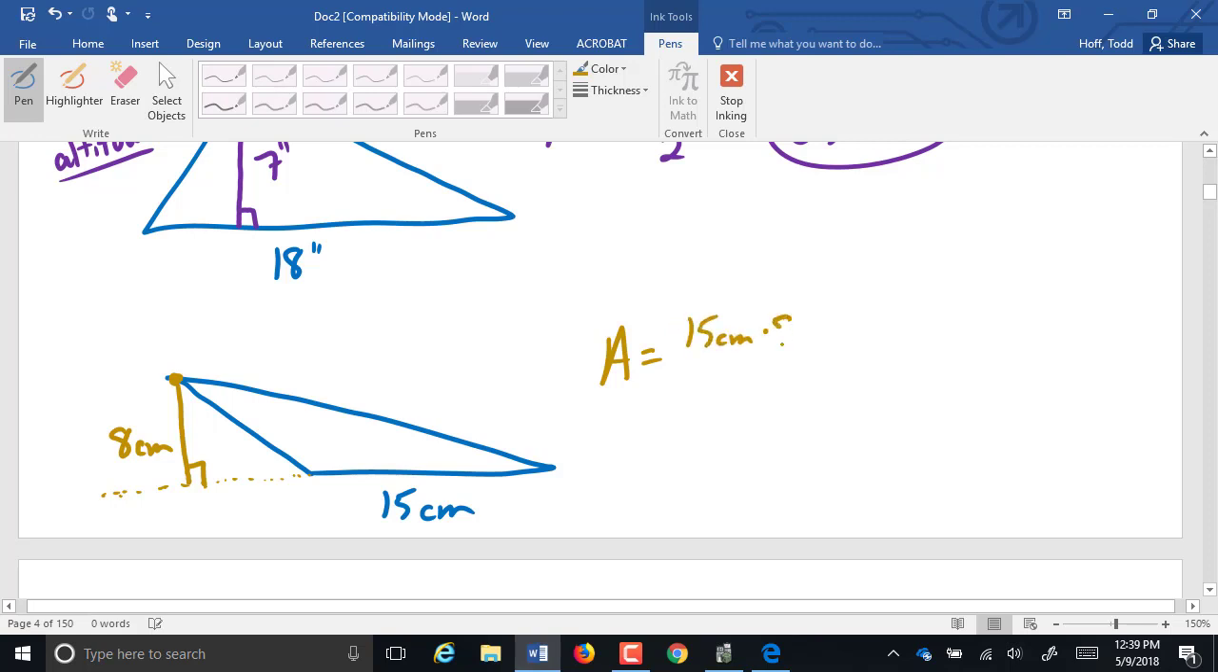15 centimeters times 8 centimeters divided by 2, which of course gives us 60 centimeters squared.